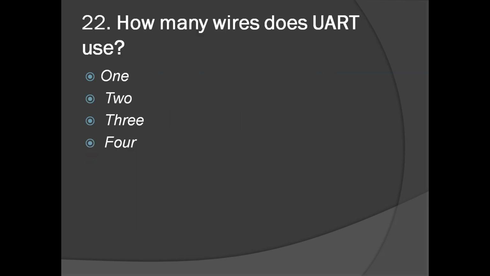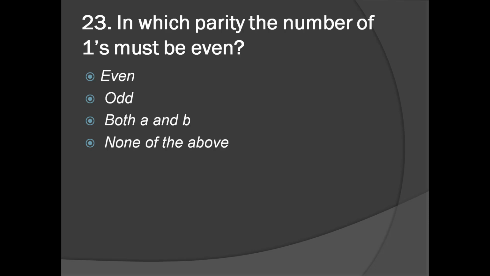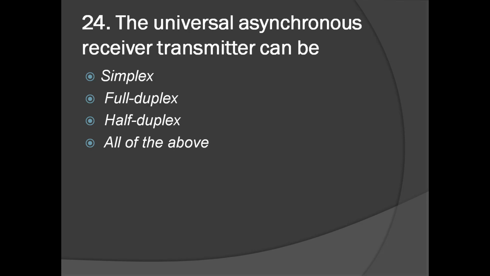Next, how many wires? This we have been discussing from the start also. So there are two wires, transmitter and receiver. So in which parity must the number of ones be even? Even parity is very important.